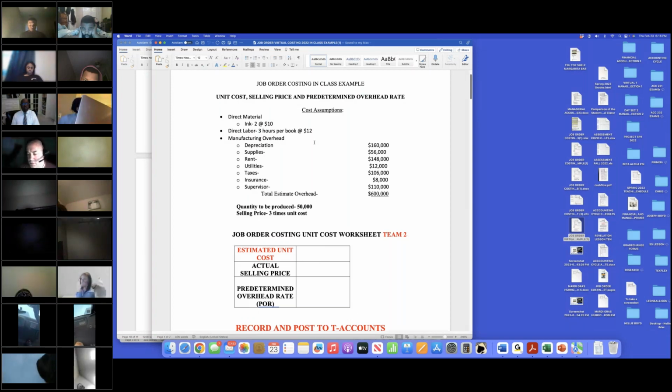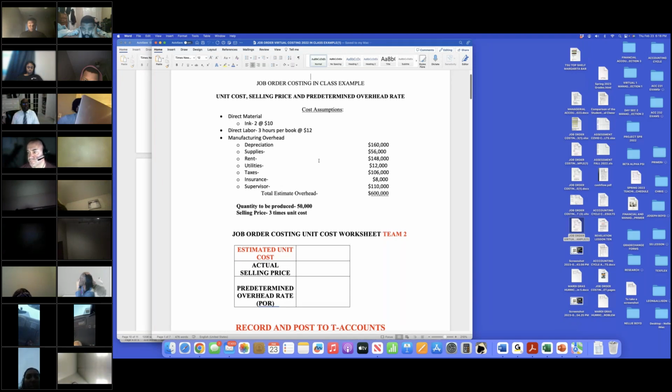So you've got your assumptions here. We just worked on it on that quiz. This should be very easy to work with. You only have one direct material, you have your labor, and then you have your overhead, your quantity to be produced, your selling price multiple, and you've got to get the POR.